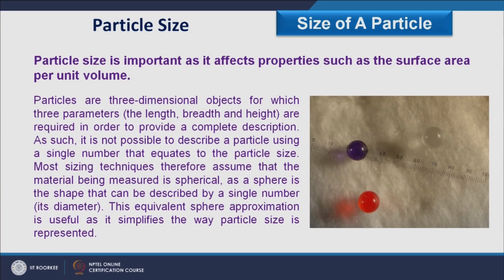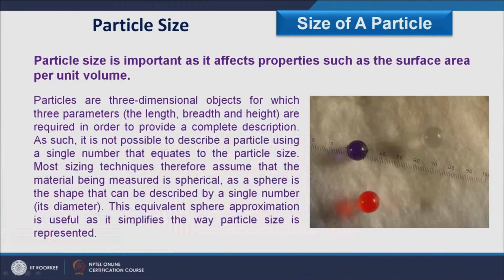As such, it is not possible to describe a particle using a single number that equates to the particle size. Most sizing techniques therefore assume that the particle being measured is spherical, as a sphere is the shape that can be described by a single number, that is its diameter. Therefore, instead of measuring three different dimensions of a single particle in a mixture, we can simply equate them to the sphere and then measure the size of that sphere.